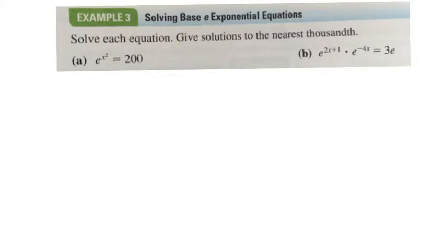Alright, for the next example, it says solve each equation, give solutions to 3 decimal places. So, e to the power of x squared equals 200. And for part B, e to the power of 2x plus 1 times e to the power of negative 4x equals 3 times e.